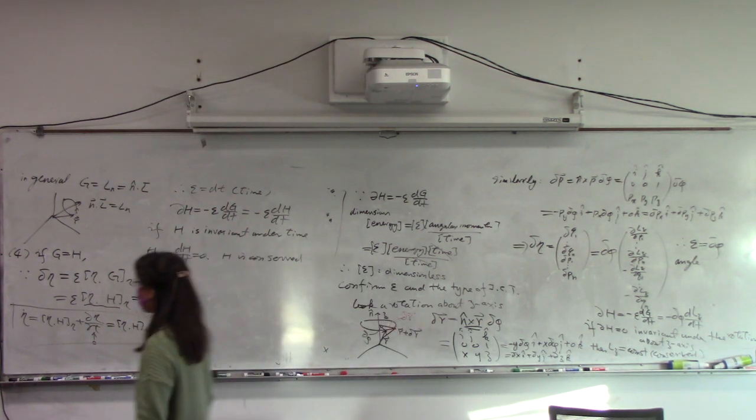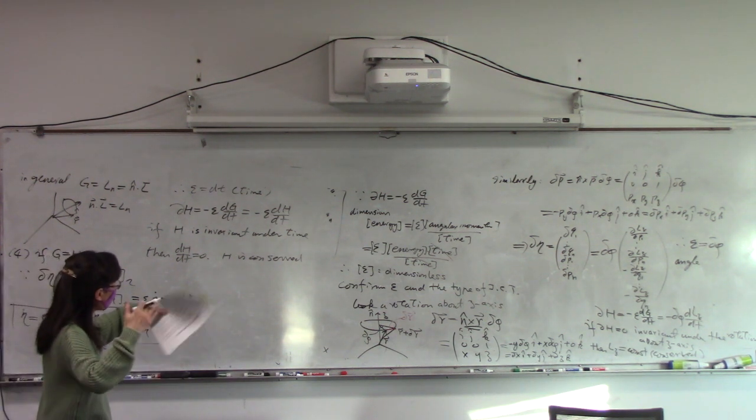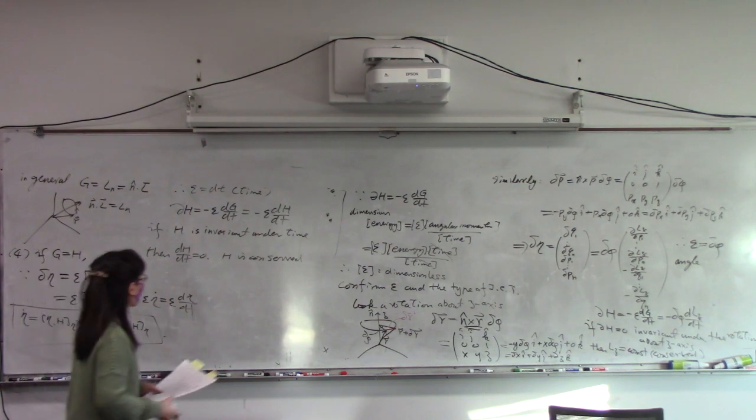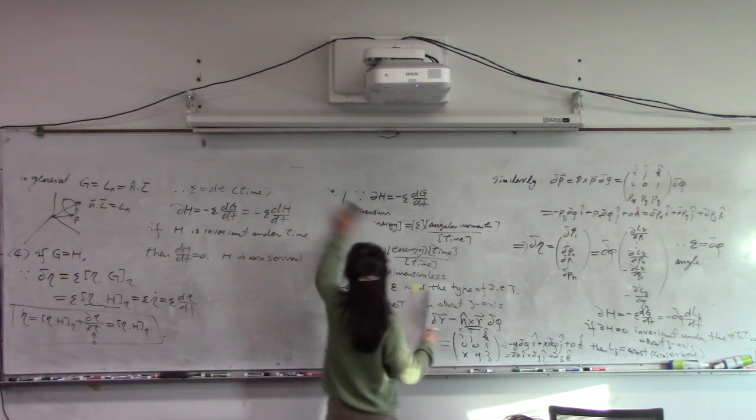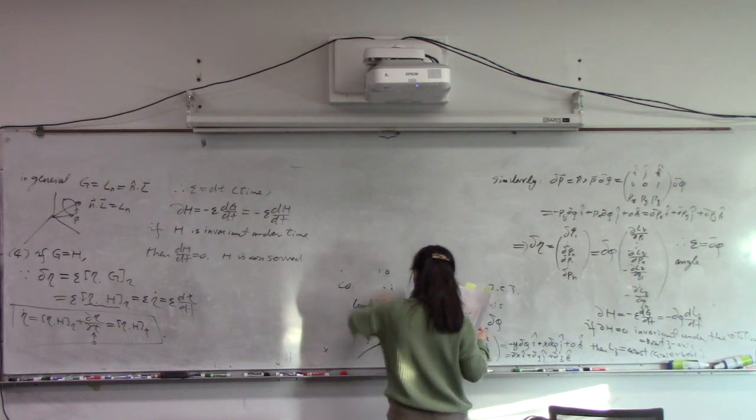So far we discussed the infinitesimal canonical transformation. Now we go to the finite. How do we extend our discussion from infinitesimal canonical transformation to finite canonical transformation? Now we are going to consider it this way. Actually, it's very simple.